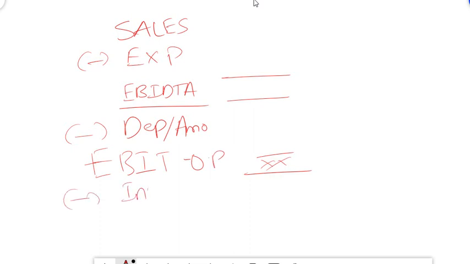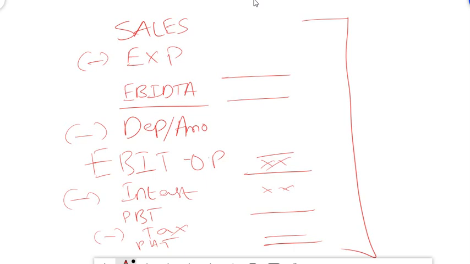And then you pay interest if at all you have any interest obligation. And then you have something called as profit before tax. Then you reduce tax, and then you have profit after tax. So this is the flow of your P&L account, friends. So EBITDA, earnings before interest, depreciation and tax. This is called as EBITDA.